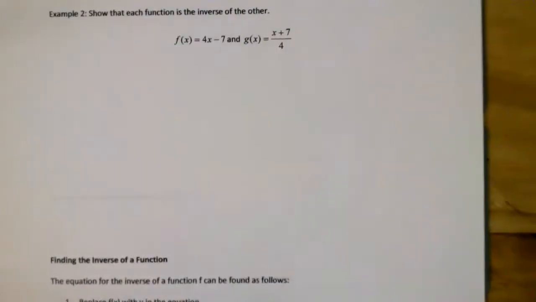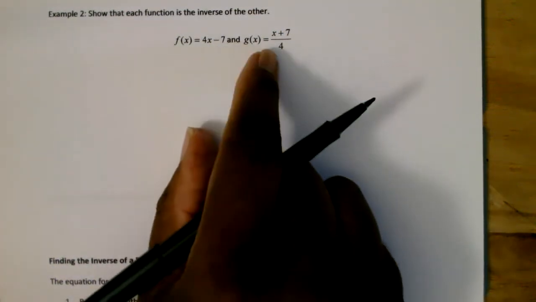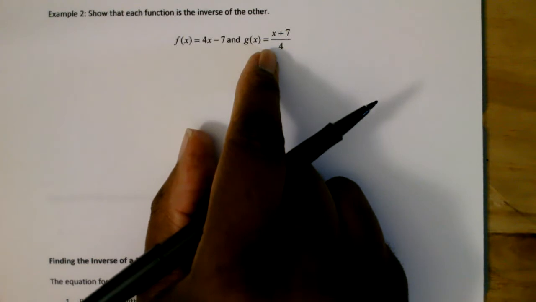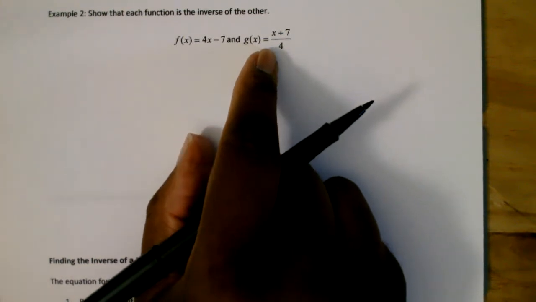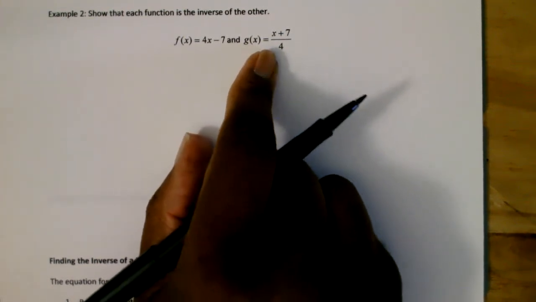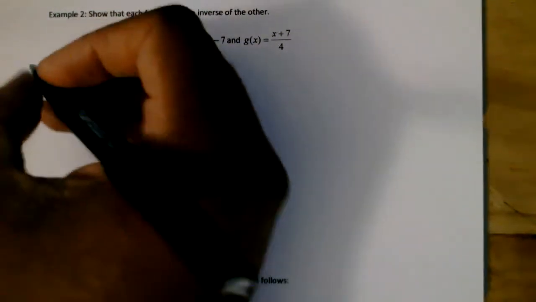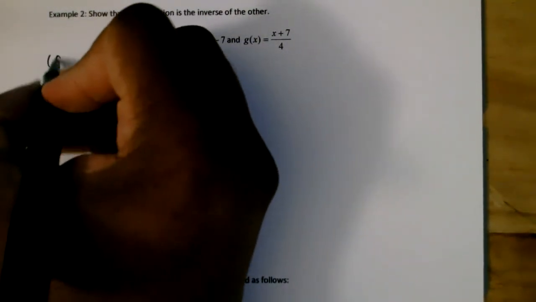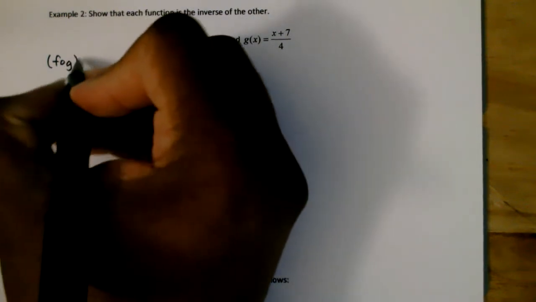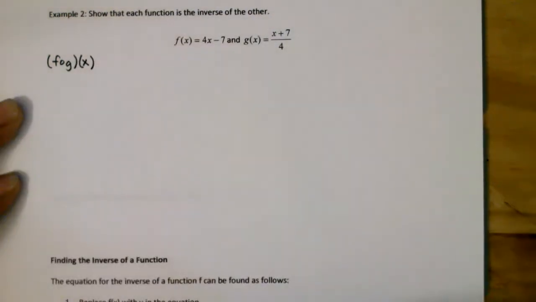All right, here's another example. Let's say I want to show that each function is the inverse of the other. Here I got f of x equal to 4x minus 7, and g of x is equal to x plus 7 divided by 4. Again, I have to do the composition of f with g of x, and I also got to do the composition of g with f of x. I must get the same thing. They both have to equal x for it to be inverses.